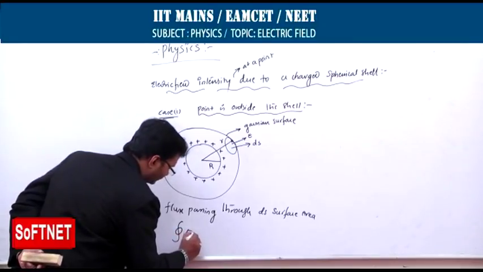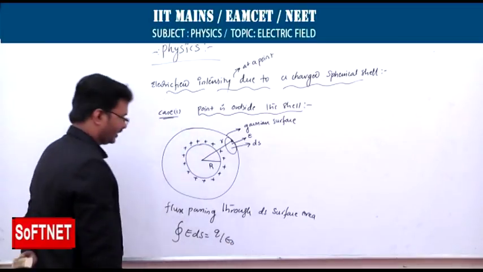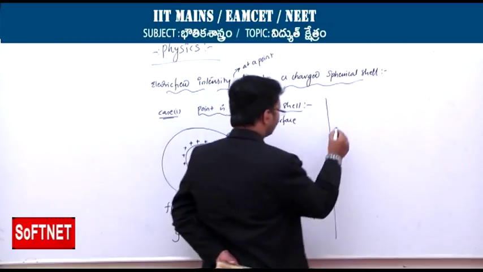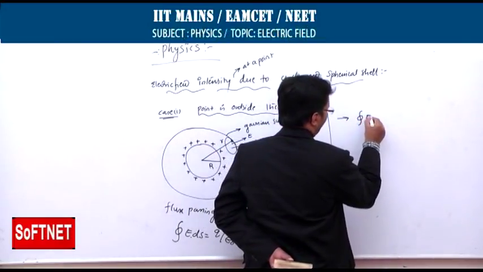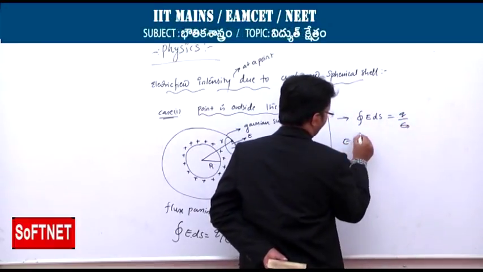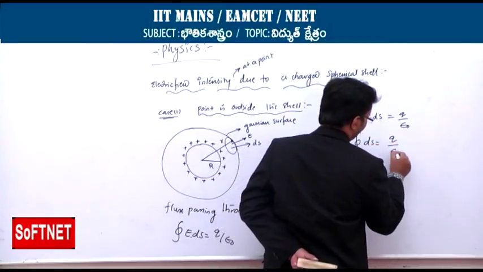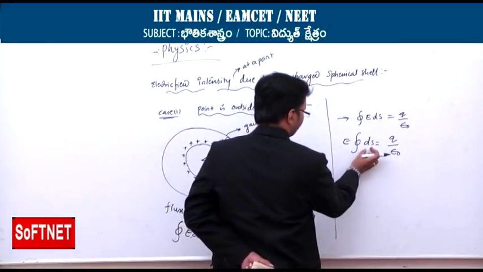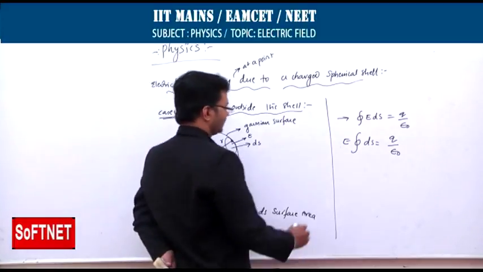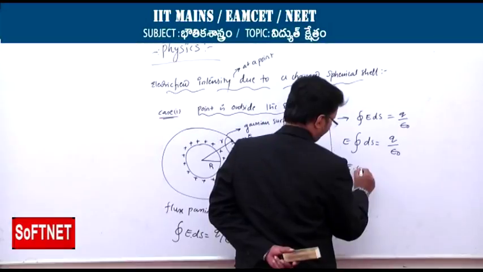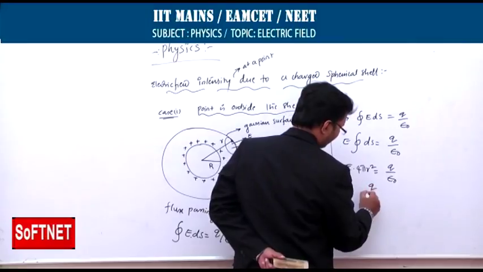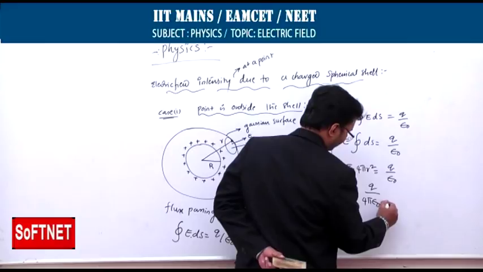So apply Gauss law. Already we know closed integral of E dot ds is equal to Q by epsilon naught. E ds cos theta, theta is 0. So E times closed integral ds is equal to Q by epsilon naught. Clear? Integrating ds gives the total surface area of the Gaussian surface, so E into 4 pi r square equals Q by epsilon naught, and E equals Q by 4 pi epsilon naught into r square.